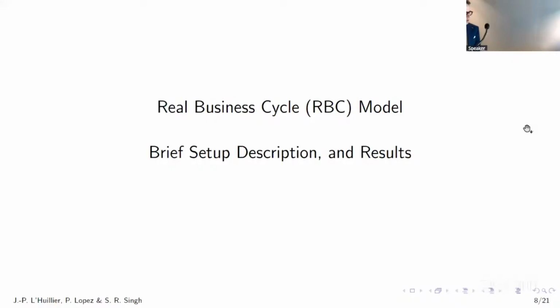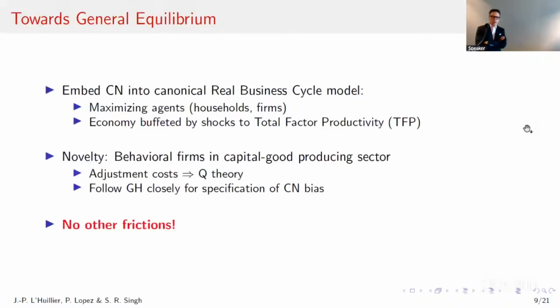I'm going to go with a brief setup description and a brief overview of the solution method, and the setup is going to be very standard. It's just RBC with a sprinkle of competition neglect. And then I want to focus on the results. So we're going to embed competition neglect into a canonical RBC model, with maximizing agents and an economy buffeted by shocks to total factor productivity. The novelty here is in the specification of the capital good producing sector, where we're going to have these behavioral firms that have this computational neglect problem.